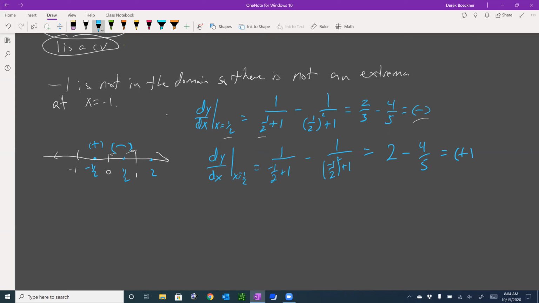What type of critical value is it? Is it a maximum or a minimum? It's a maximum. Why is it a maximum? Yeah, it's got positive slope here, negative slope here, so it hits a max, right? It goes up until it goes down. Okay.